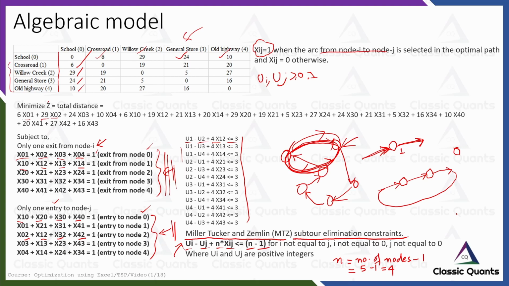Obviously there are two more constraints. One is that your xij should be a part of your binary set, and another one is that ui and uj are greater than or equal to 0 and positive integers.